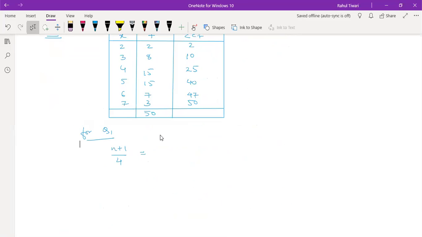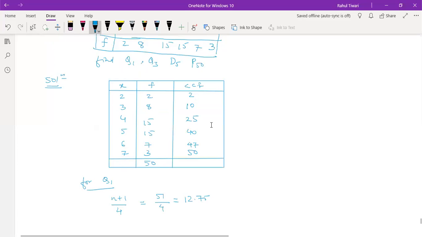It is 51 by 4. So what would be 51 by 4? Can you tell me quickly? 12.75. Okay. So where is this 12.75 occurring? Which interval? Is it this interval? Is it this interval? Let me know if I'm right or wrong.